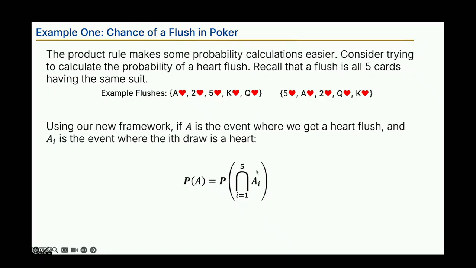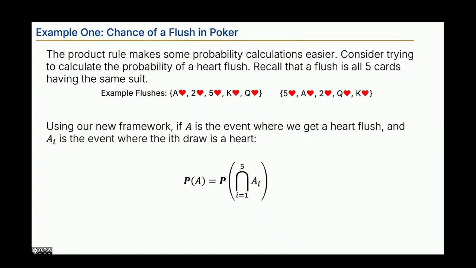Ai is going to be the event where the ith draw is a heart. So maybe you got an ace of hearts, then a 2 of hearts, then a 5 of hearts. So A1 means your first draw was a heart. A2 means your second draw was a heart, and so forth. And so if we write it in terms of this intersection, we'll be able to use the product rule and get our answer with less pain.